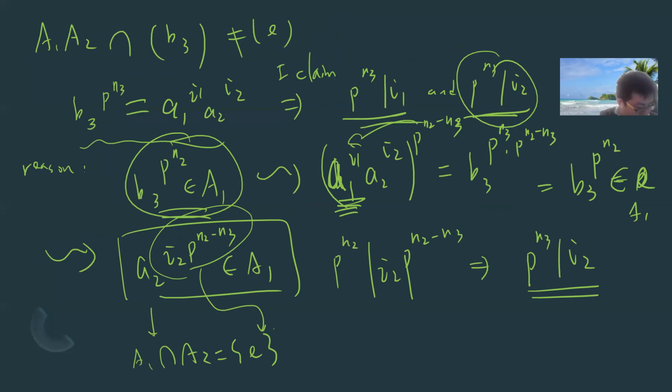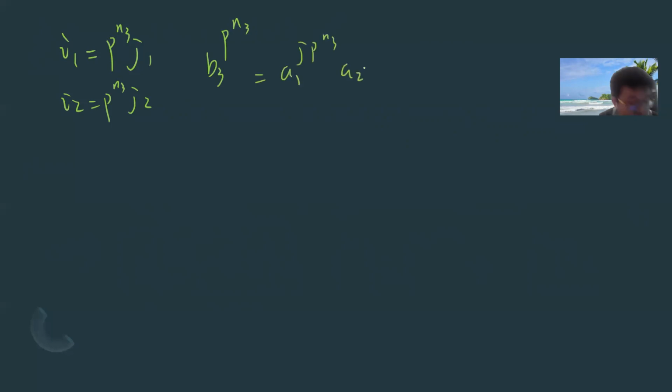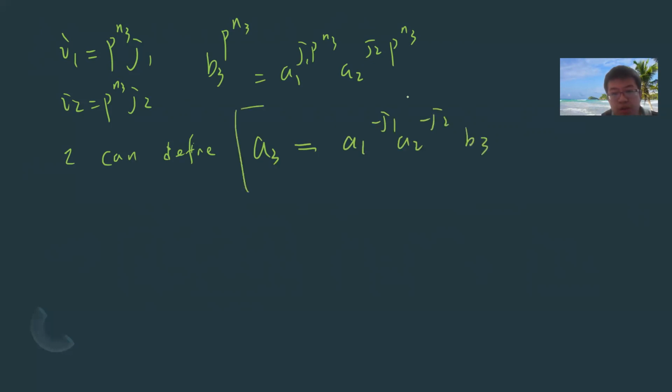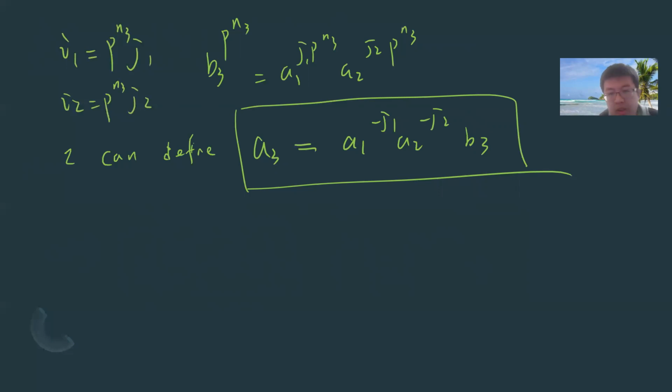Once these two are true, then we can do the same thing, right? So I can define I1 to be P^N3 J1 and I2 to be P^N3 J2. And I know that B3^(P^N3) will be A1^(J1 P^N3) A2^(J2 P^N3). So now you see the trick, right? I can define A3 to be A1^(-J1) A2^(-J2) times B3. This is my definition of A3, and I can define A3 to be the generator of this smaller group. Notice that this equation just tells you that A3 to the P^N3 becomes identity. Just follow this.